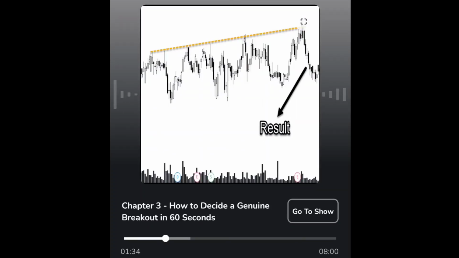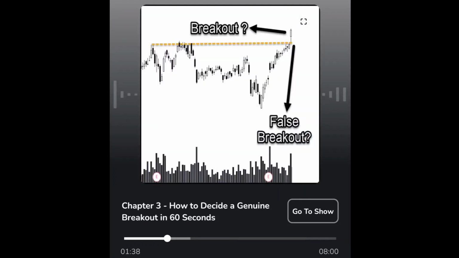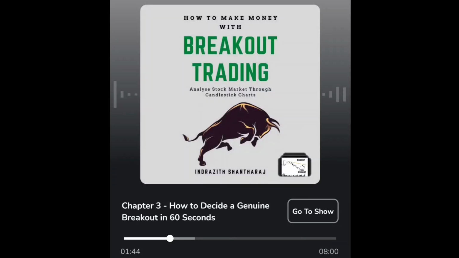Once more, an example is shown in image 3.5 where the price has closed above the trend line. But there is an opposite response from the sellers which resulted in a big wick. It indicates the probability of a false breakout is very high, and we can see the result in image 3.6.